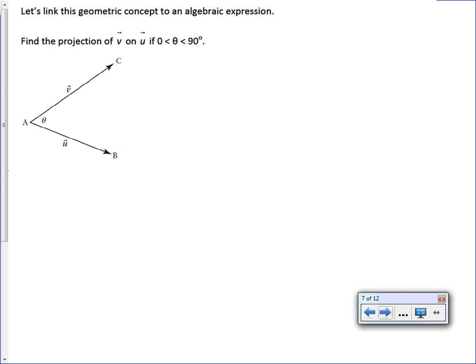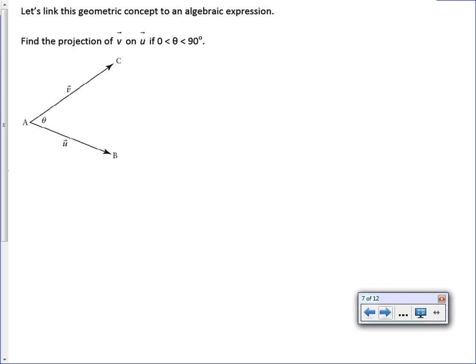So if I want to find the projection of vector v onto vector u, if 0 is less than theta is less than 90, here we're going to develop a formula right now. We want to project vector v onto vector u. The first thing we need is to create the endpoint of the shadow. How did I say you're going to create that endpoint?